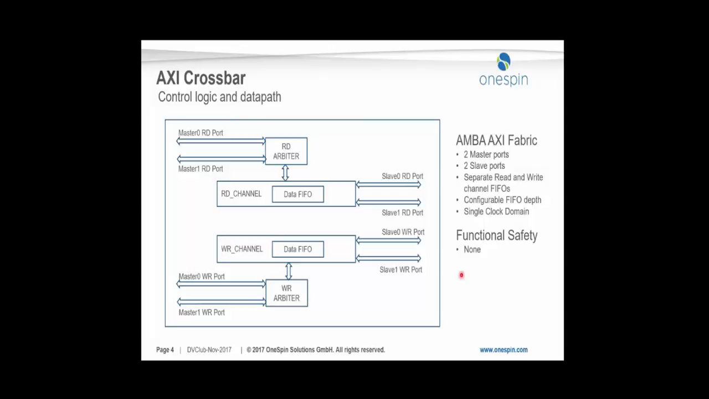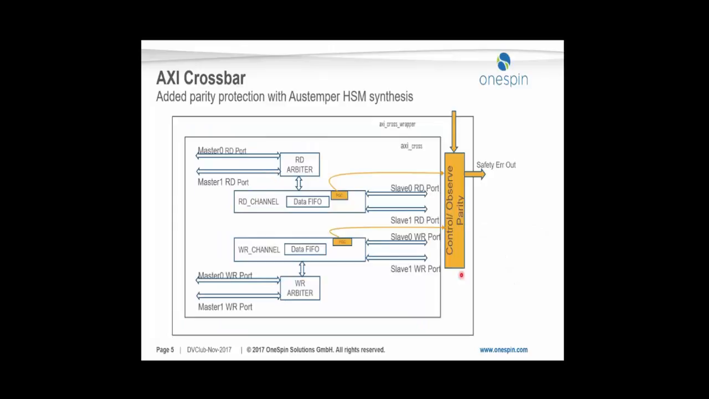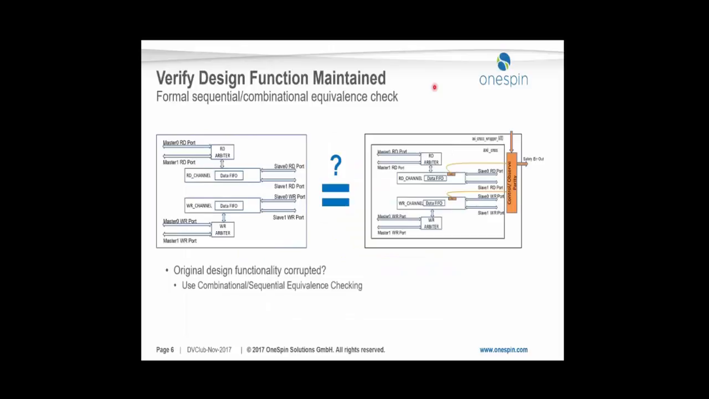So what we decided here is to add Parity Protection. And we used a tool from Austemper to do hardware safety mechanism synthesis. So we automatically injected the parity protection logic, but you could have also done that by hand. So once we inserted the hardware safety mechanism, the first thing you have to do is to verify that the original function has been maintained, or in other words, that we haven't broken our design.